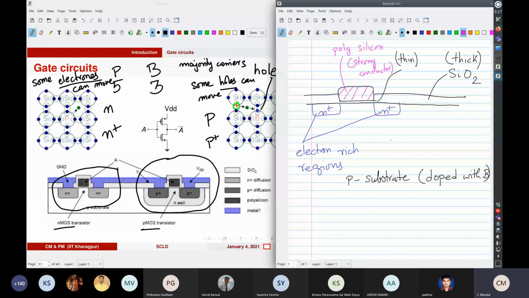So let us call this the gate, okay. Let's call it the gate. One of these is called the source and the other is called the drain. Anyway, so these are two terminals of the transistor. So this is your gate.